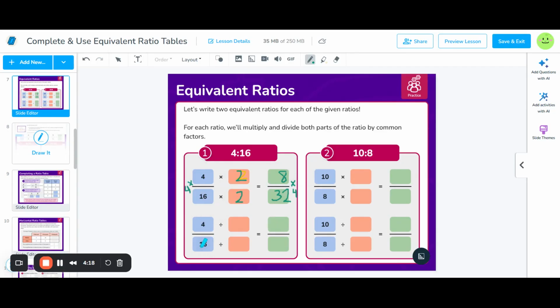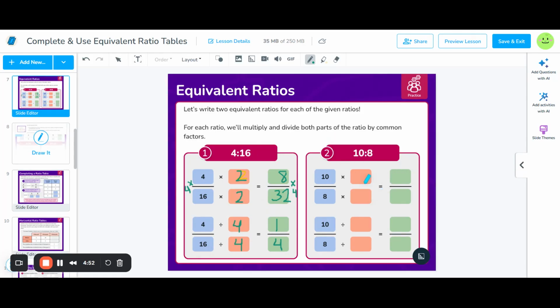Okay, so then we can go the opposite direction. If we're starting with 4/16, we could divide that by 2 if we wanted to. But let's divide it by 4, because I see that both 4 and 16 are divisible by 4. 4 divided by 4 is 1. 16 divided by 4 is 4. And again, thinking about those number families, right? 4 times 4 is 16. 1 times 4 is 4. Okay, so that's that one.